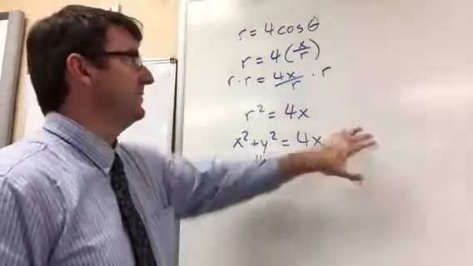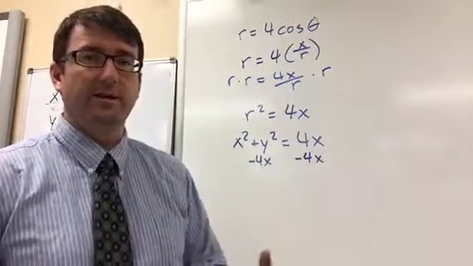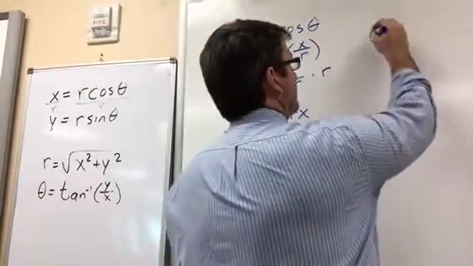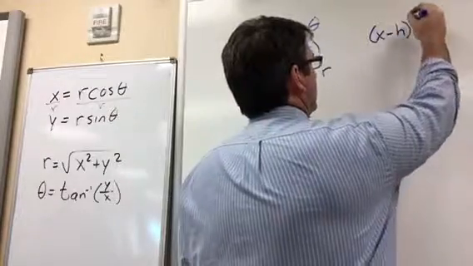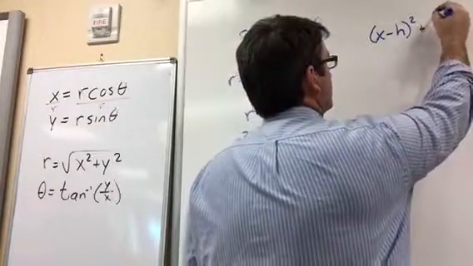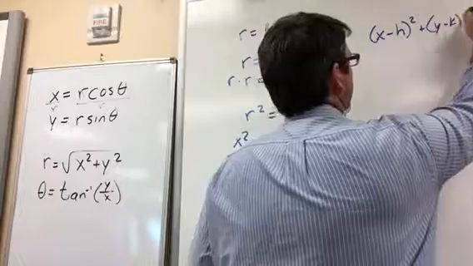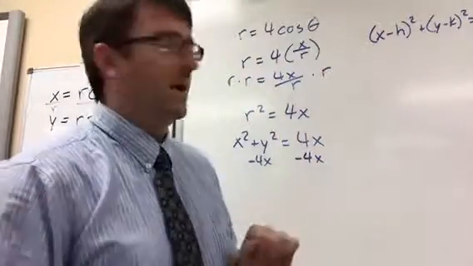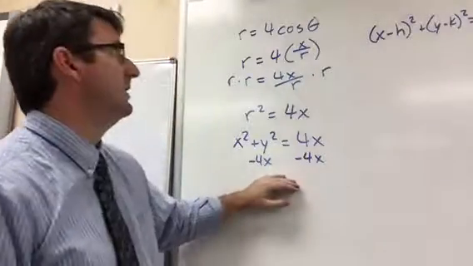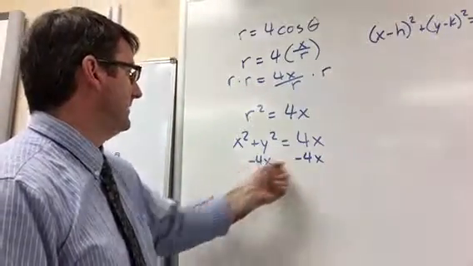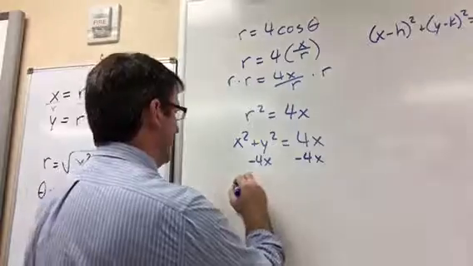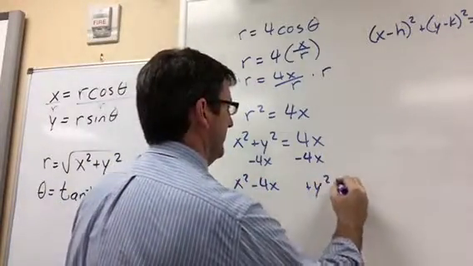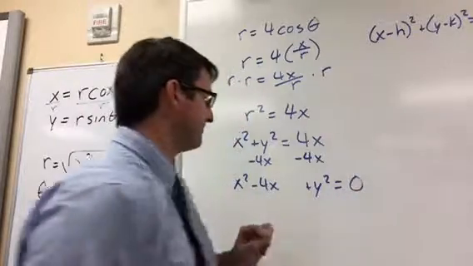Remember, what we're trying to do is we're trying to get it to look like the rectangular form for a circle, which is x minus h squared plus y minus k squared equals r squared. And so if we bring this 4x over here, we get x squared minus 4x plus y squared equals 0.